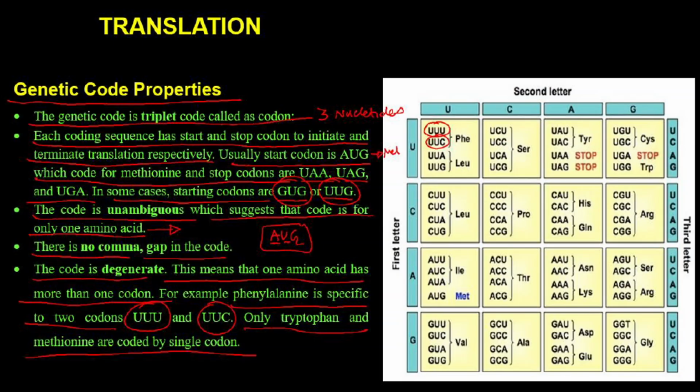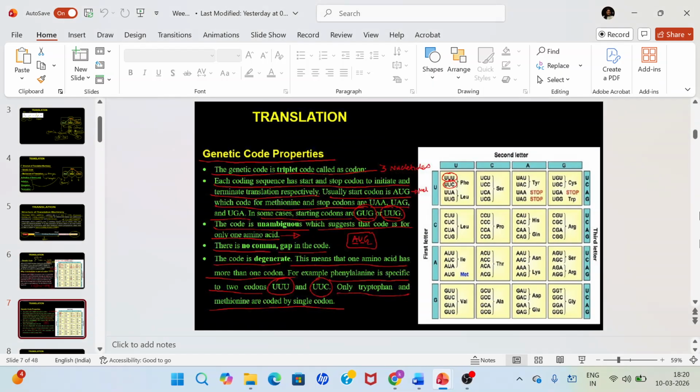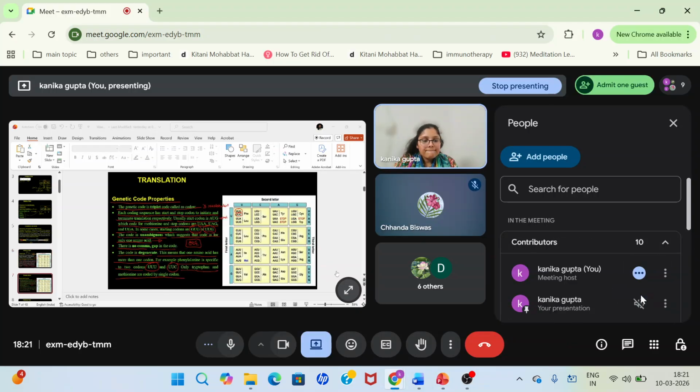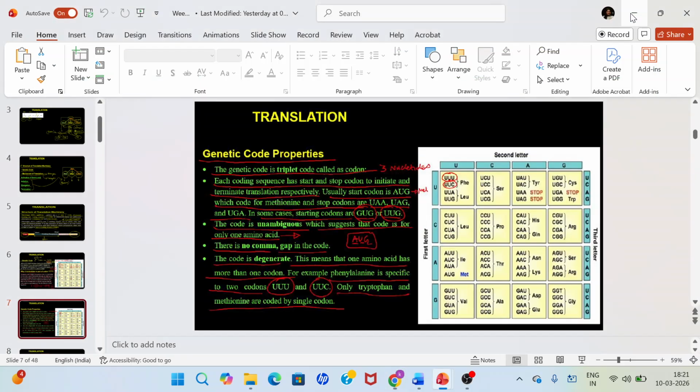In some cases, starting codons are GUG or UUG also. So yes, in some cases, the start codons can be GUG or UUG. Okay, but in most cases, it is methionine only.